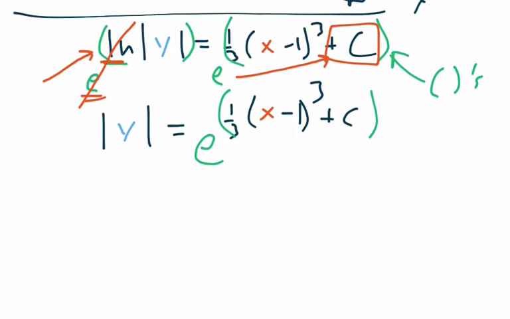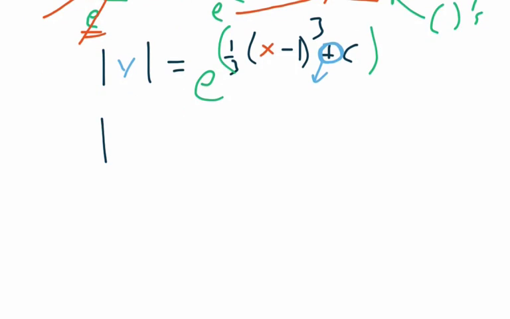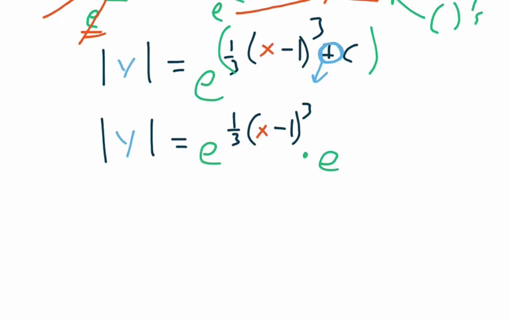It works like this. You have e with an exponent. Properties of exponents say that you can take addition and make it multiplication. So our next line is going to do that. We're going to bring that down, and we'll have e to the 1/3 x minus 1 cubed, and then the addition becomes multiplication, so times e to the c. The addition becomes multiplication. Très bien.